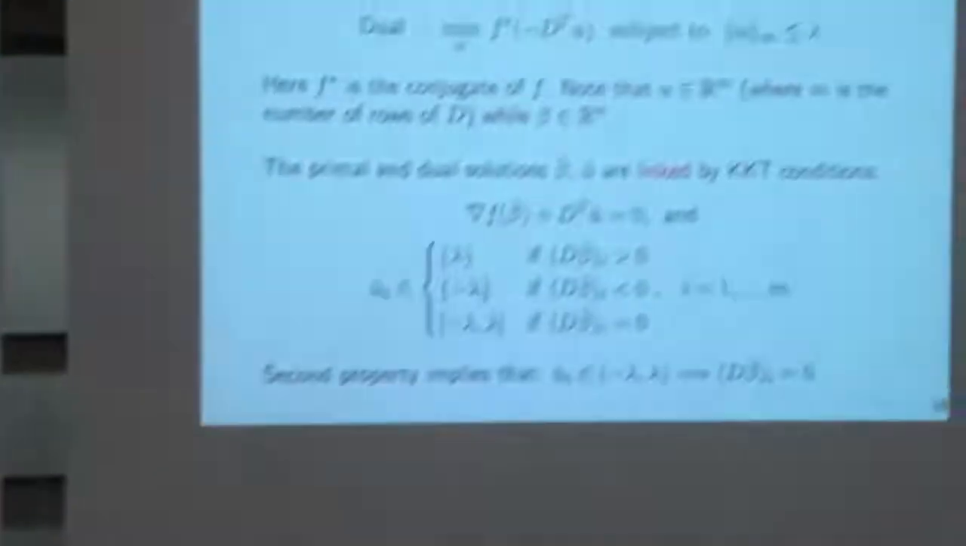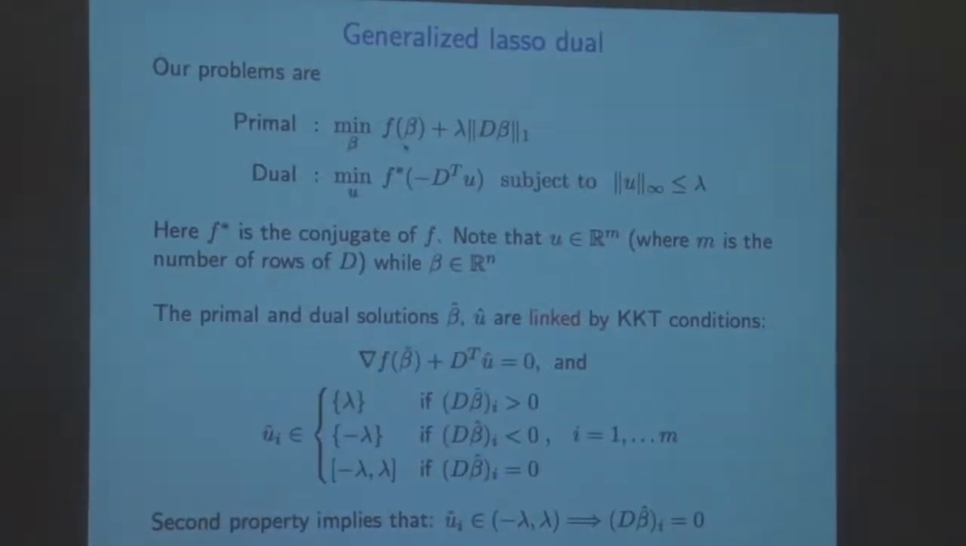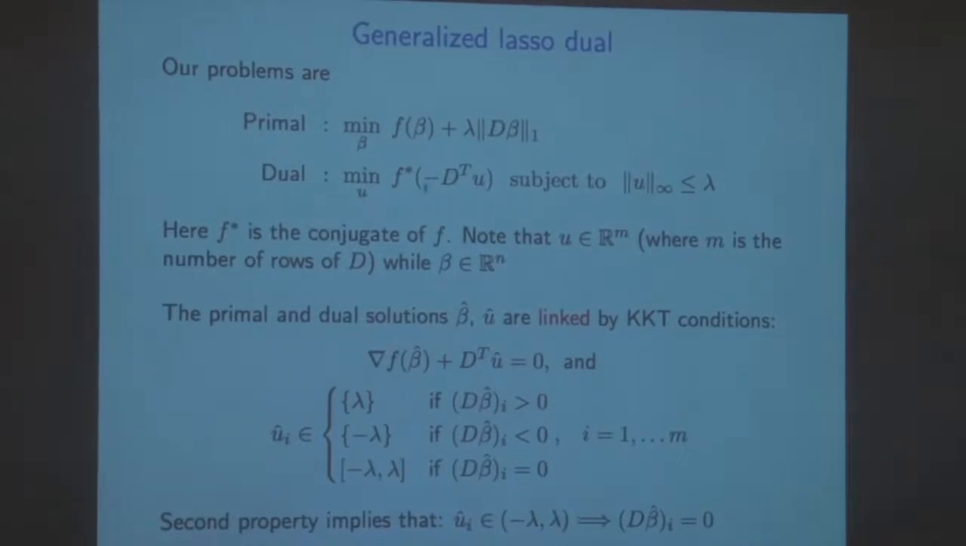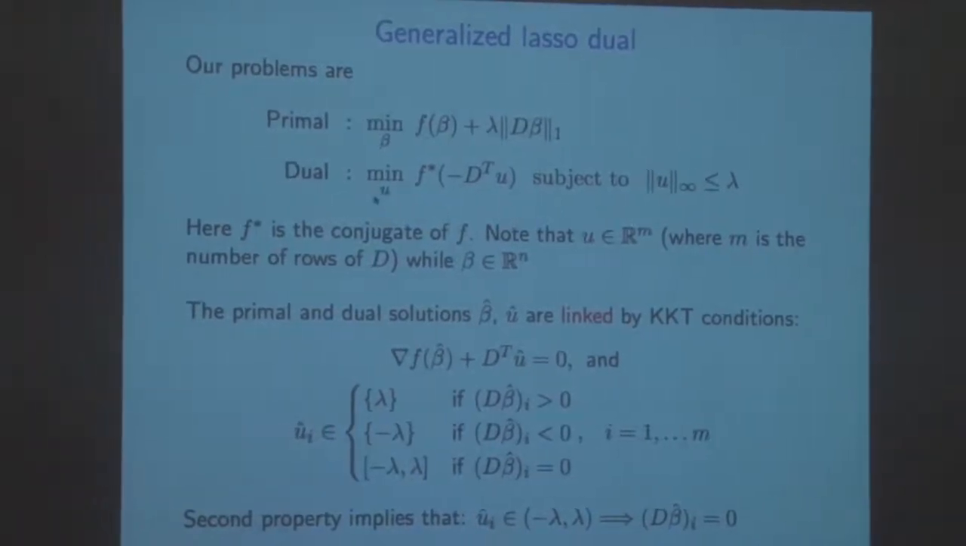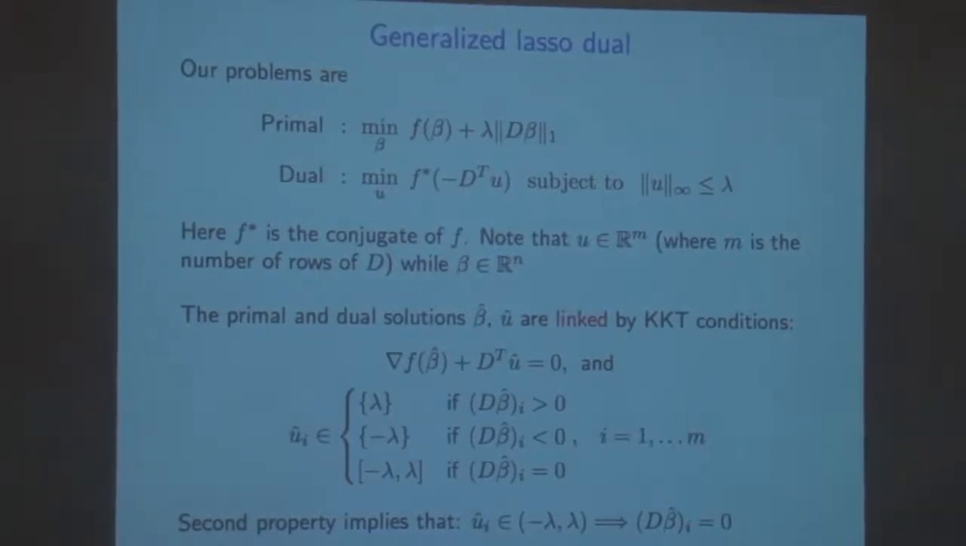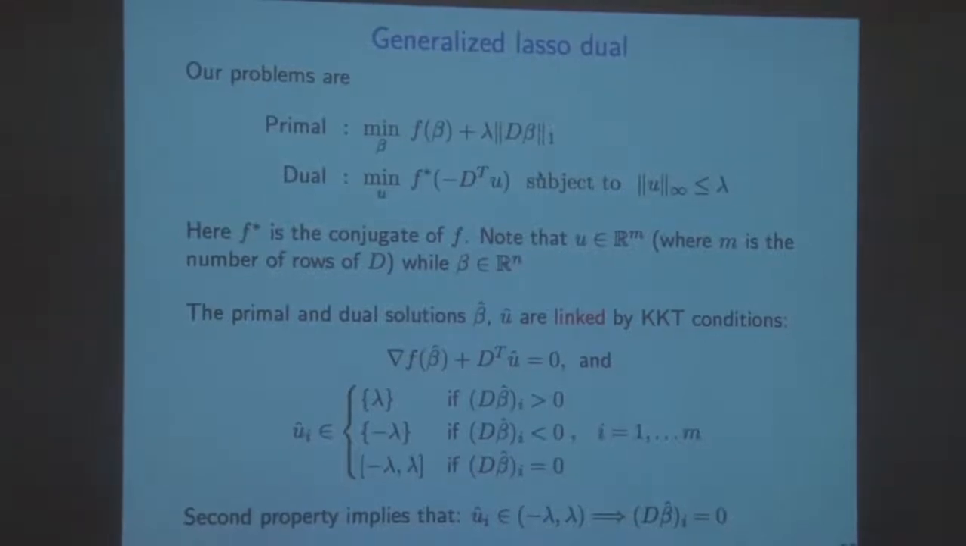So what's the generalized Lasso dual problem? I claim it just looks like that. So if we have f of beta plus lambda times the L1 norm of D beta, this is its dual. The variable now is u. u is m-dimensional, so it has one component for every row of D. And the loss function transformed from f to its conjugate, and we're evaluating it at minus D transpose u. And the L1 penalty transformed into an L infinity constraint on u.